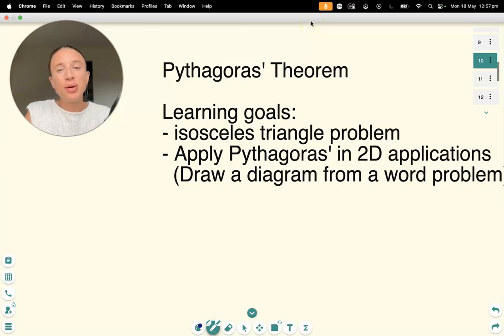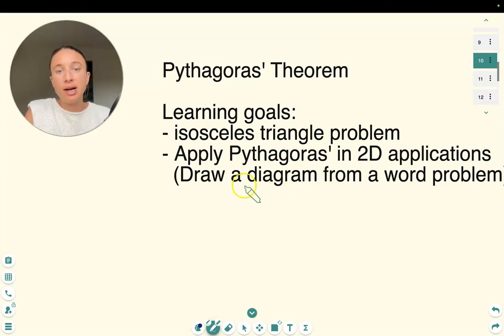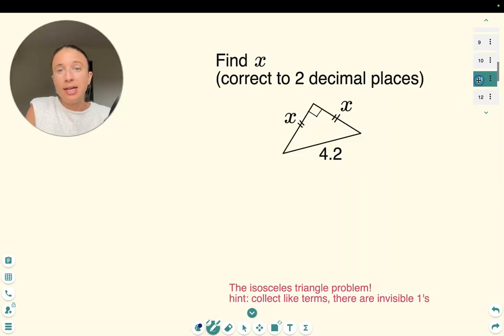Hello, in this video we are going to continue looking at Pythagoras' theorem and a little bit more tricky problems where we might have to draw a diagram from a word problem. Okay, so the first one we didn't get to do in the last video is an isosceles triangle problem. Let's have a think. So first thing is to label our diagram. We've got a right angled triangle, 3 side lengths involved.